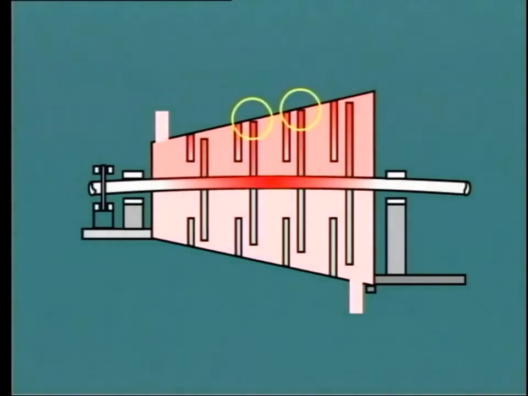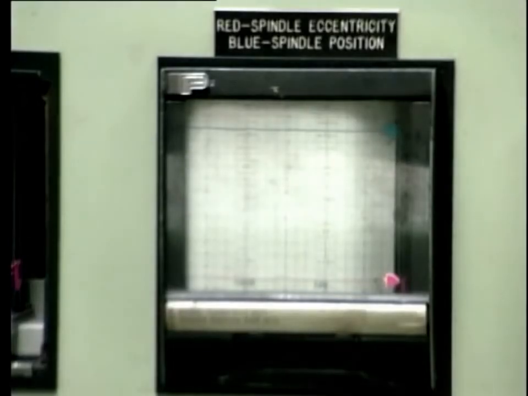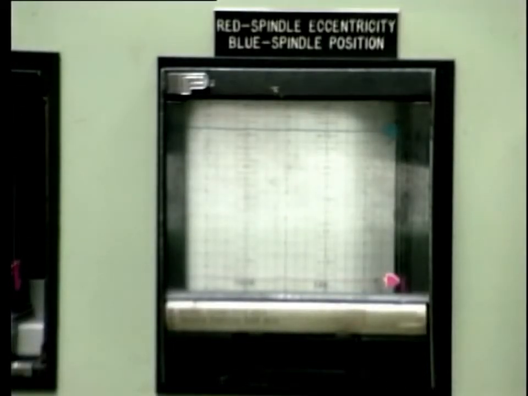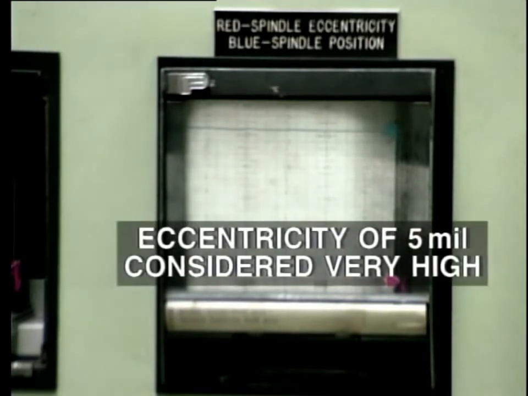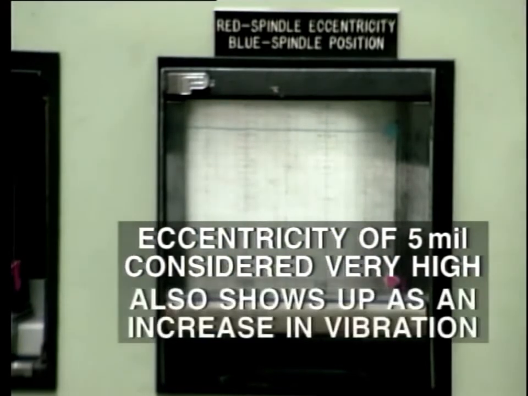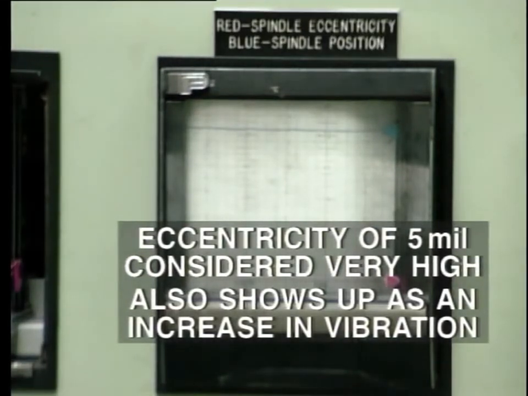Eccentricity is dangerous because it results in a reduction in radial clearance between the rotating and stationary parts. The degree of eccentricity is measured and recorded at the operator's terminal or control board. In most machines, an eccentricity of 5 mil is considered very high. High eccentricity also shows up as an increase in vibration at the bearings.